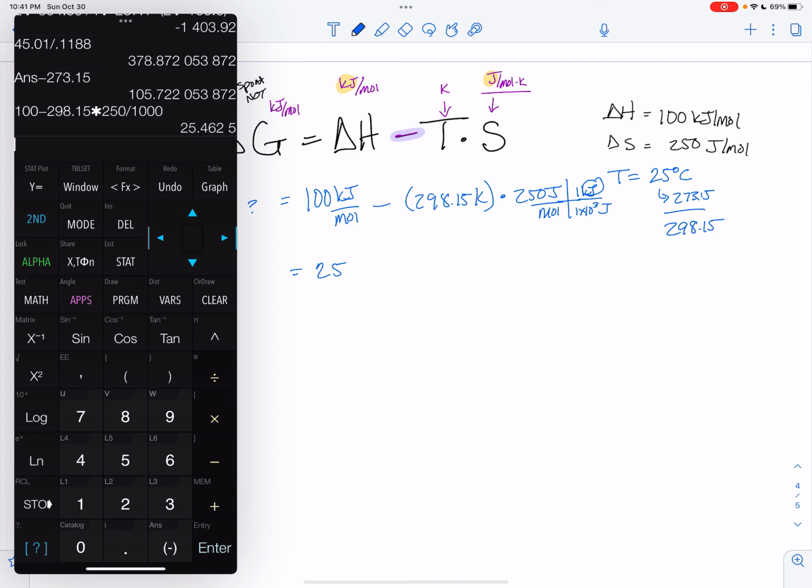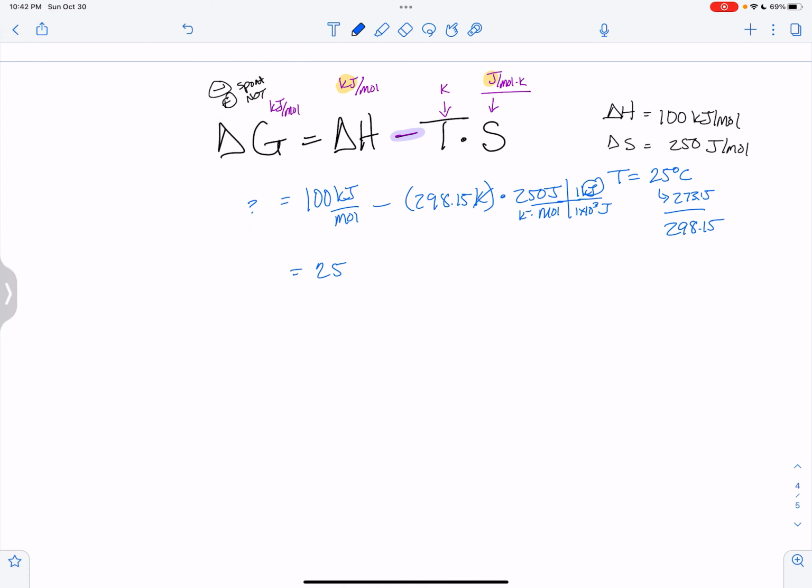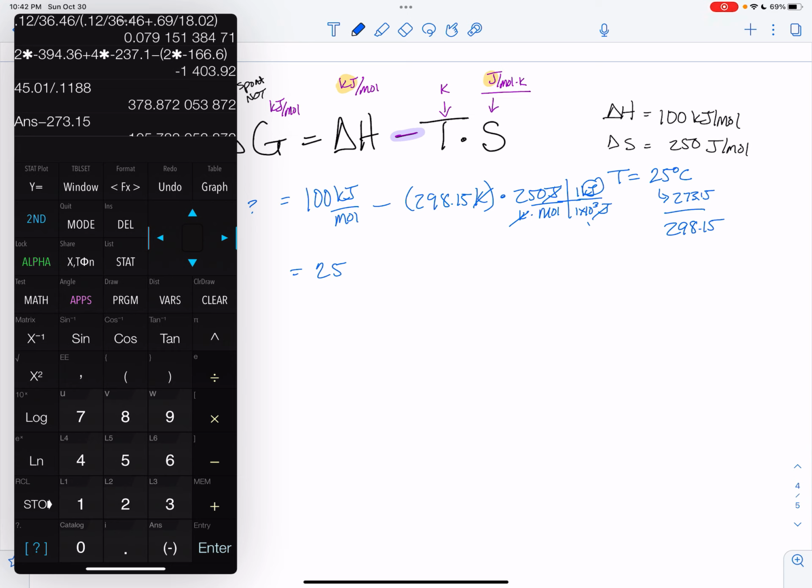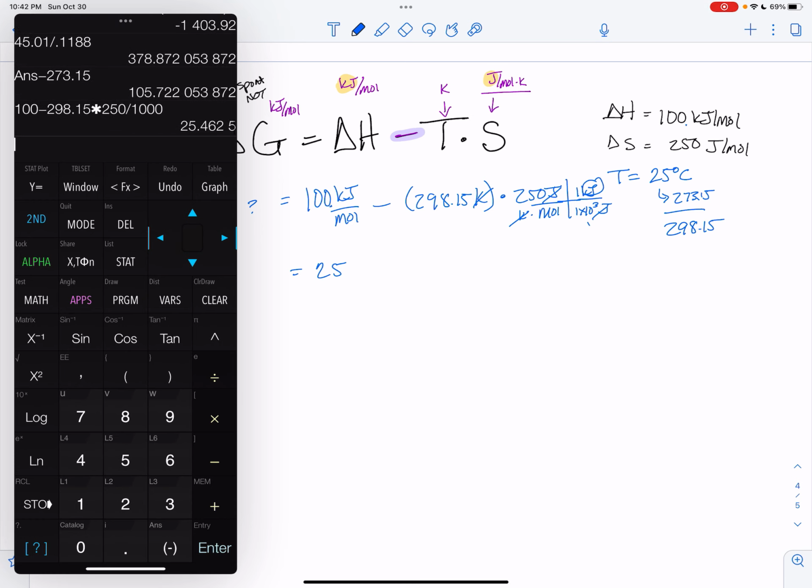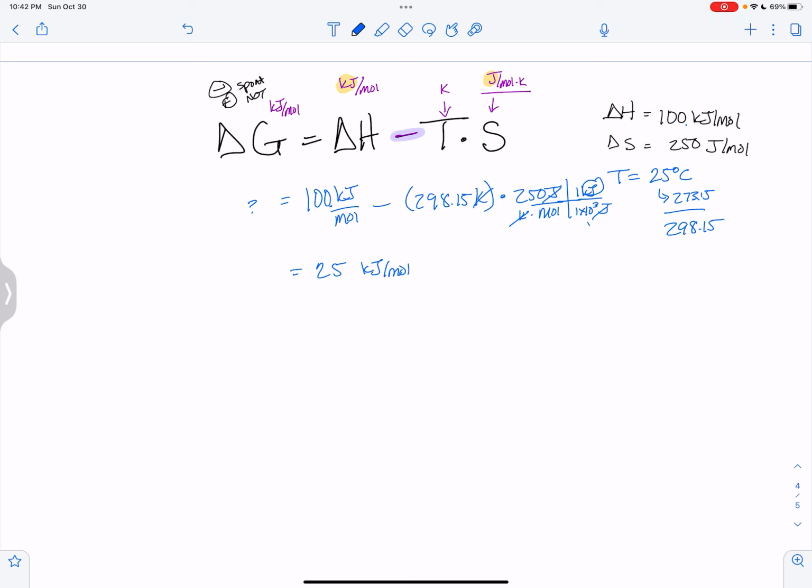And since I did this conversion, first of all, I left it out, but there was a Kelvin in here. There was a Kelvin in there, and that Kelvin canceled with this Kelvin. And since I did my joule canceling, that left me with kilojoules per mole. So it's 25. And if this were 100 dot, that might make things a little bit clearer, but I'm going to go ahead and just round it to 25. And my unit is kilojoules per mole. If it had asked if this was spontaneous, you could have just answered it and said no.